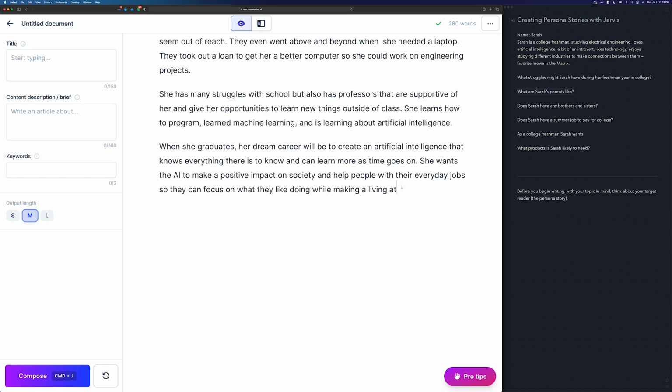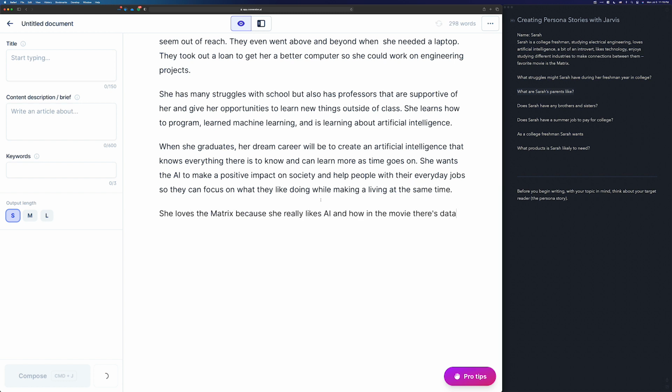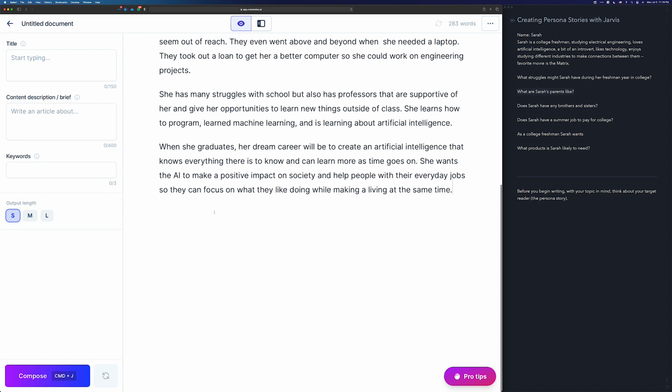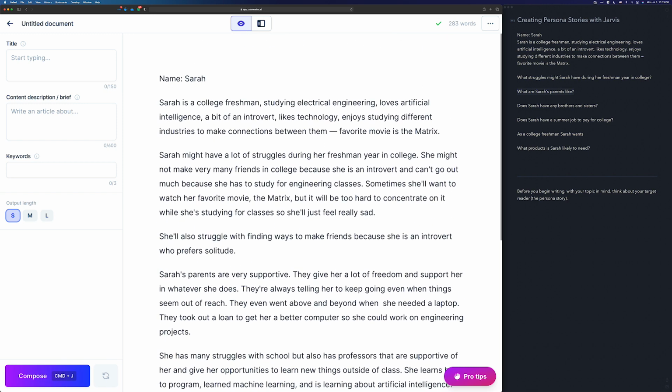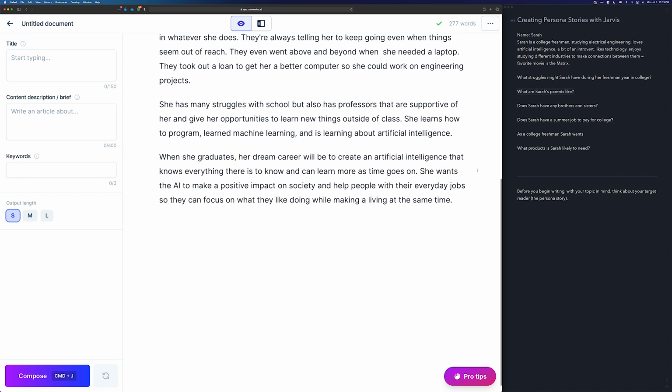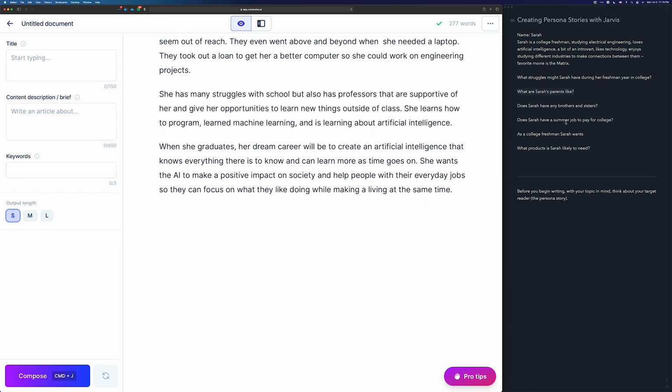Now let's let Jarvis finish. We should change this to shorter because it's starting to write a lot. Change that to shorter so that we can kind of get on with things. It really wants to bring up The Matrix a lot, doesn't it? Let me just go up here and take that out. We can add that again at some point in the future. Okay, so wow, we're really learning a lot about Sarah now.